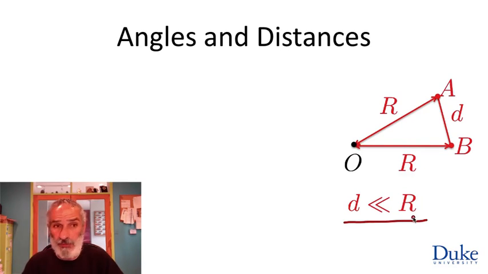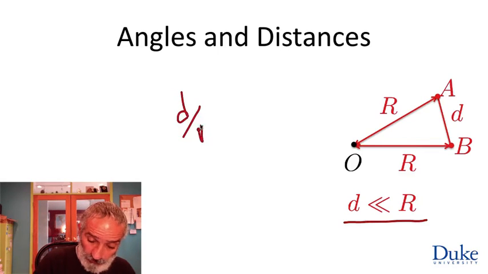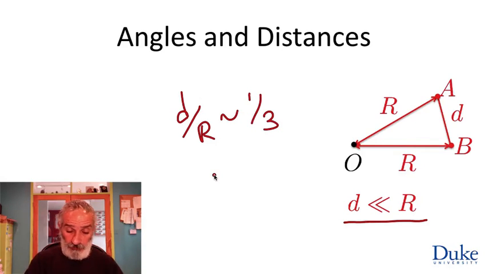Does that hold in this triangle? Well, this brings us to the question: what do we mean by very small? In this triangle, I would estimate that D over R is about a third. What that means is that if we use the small angle approximation, any calculation we make might be setting to zero or omitting things that are of order D over R, and so our answers might be off by about 30% of what we want them to be.